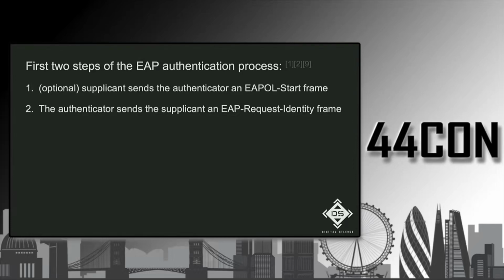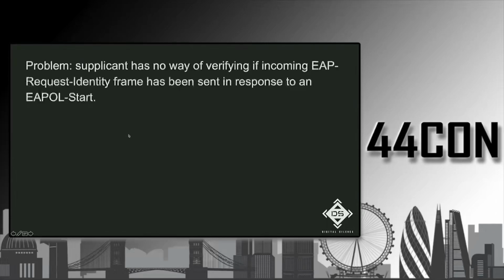We talked about how that's optional, and the fact that the first step is optional has security implications, right? Presumably the reason it's optional is that the authenticator needs a way of getting the supplicant to re-authenticate. The problem is the supplicant has no way of verifying if the incoming EAP request identity frame has been sent in response to an EAPOL-Start frame.